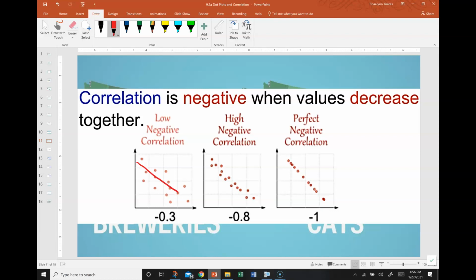So in other words, you'll have a negative slope. A low negative correlation is when dots are spread out a little bit more. A high negative correlation is when they're closer together. They don't quite form a perfect line, but it's definitely a negative trend. Then a perfect negative correlation would be a -1, where things were perfectly in line together.